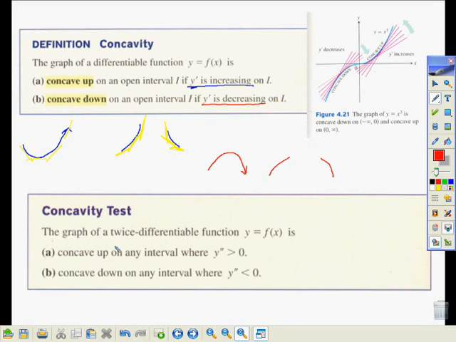So if we want to test our concavity, since we're looking at where it's increasing or decreasing, if it's increasing, then its second derivative, y double prime, is going to be positive. So concave up, it's increasing. Concave down, the second derivative is going to be negative. So basically, to check for concavity, we do it the same way that we checked for maximums and minimums, except now we're looking at the second derivative instead of the first derivative.